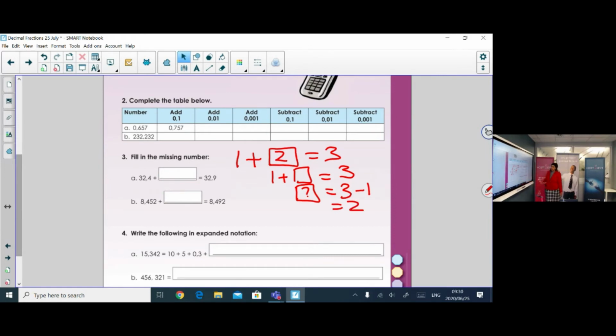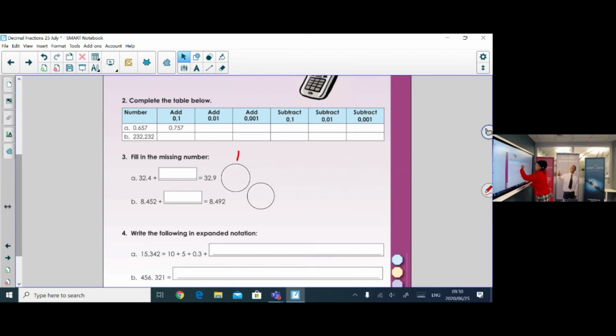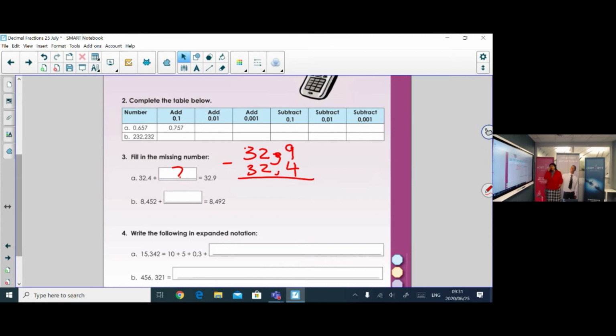We are just writing this in a simplified version so that when you come to decimal numbers, you also work them in the same similar way, and you get your answer. So here, the first one will be what goes there. When you add this and that, you get 32.9. So obviously, it's going to be 32.9 minus 32.4. I'll give you the answers, but I want you to work this one out.